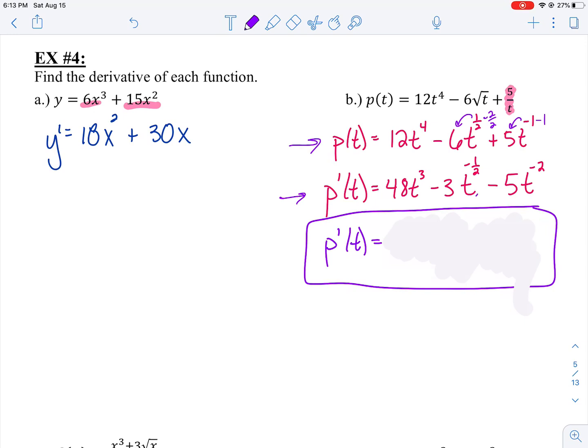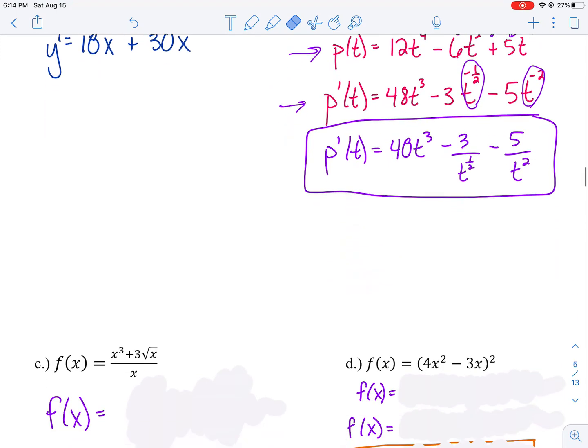All right, there's two things we want to do before our final answer. We want to make this t to the -1/2 a positive exponent and the t to the -2 a positive exponent. Leave the coefficients where they are and just make those exponents positive by dropping the piece down that has the negative exponent attached to it. So my final answer with positive exponents would be 48t cubed minus 3 over t to the 1/2 minus 5 over t squared. Ooh, that was a good one.